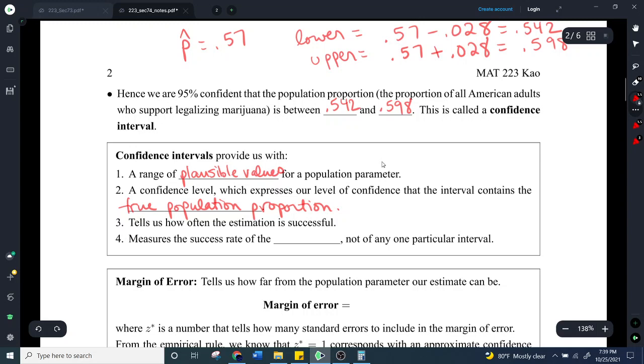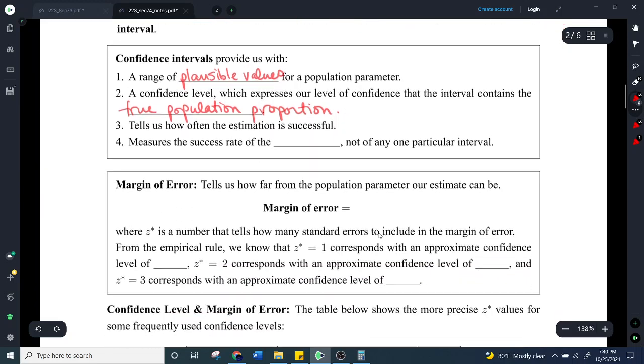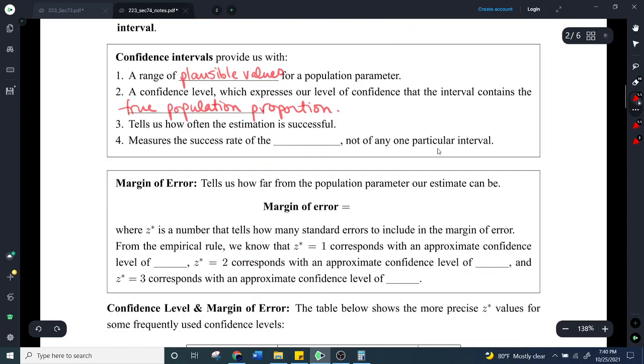Now, we can have different confidence levels. We can have a 90% confidence interval. We can have an 80% confidence interval. We'll talk about that in just a minute. But that gives us an idea of how sure we are with our estimate. How good is our estimate? It tells us how often the estimation is successful. If we were to pull sample after sample after sample using the same methods and the same sample size, 95% of the time, for example, we would expect that our sample would actually capture the true population proportion.